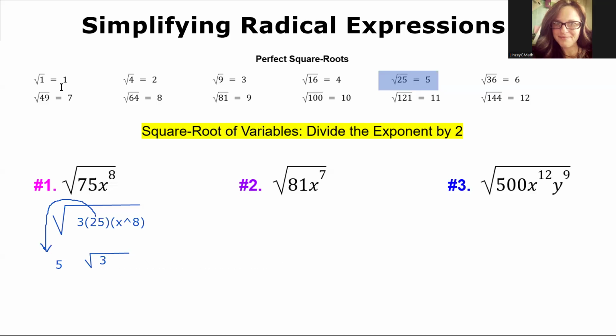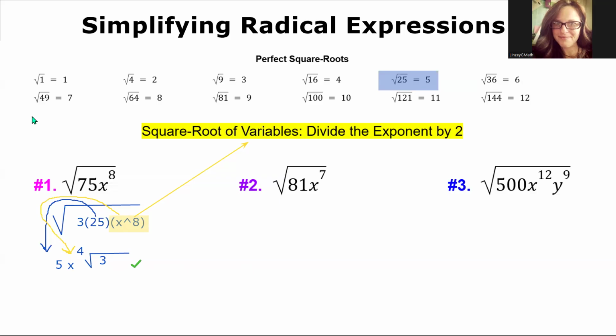Now let's take a look at the variable, x to the 8th power. When you are taking the square root of a variable, we will divide the exponent by 2. So we'll take the square root of x to the 8th power out from under the radical, and we get x to the 4th power. 8 divided by 2. Square root of x to the 8th is x to the 4th. And here's our final answer: 5x to the 4th power, square root of 3.